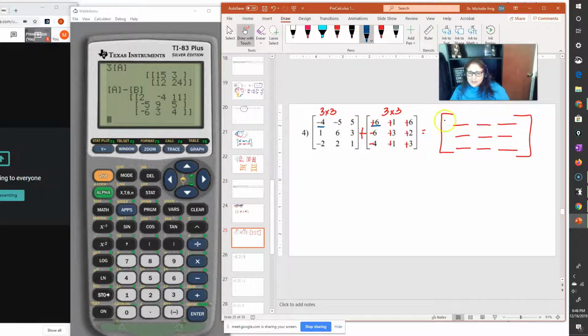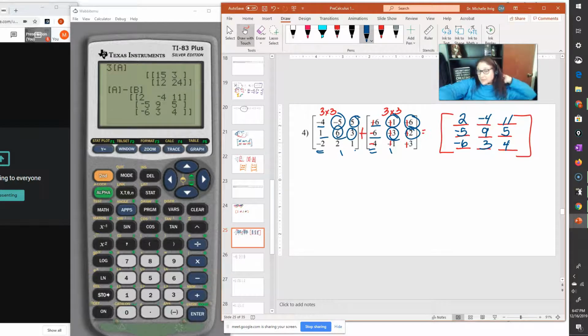Negative 4 plus 6 leads me positive 2. Negative 5 plus 1 is negative 4. Positive 5 plus 6 is 11. 1 minus 6 is negative 5. 6 plus 3 is 9. 3 plus 2 is 5. Negative 2 plus negative 4 is negative 6. 2 plus 1 is 3. And 1 plus 3 is 4. And we get the same answers.